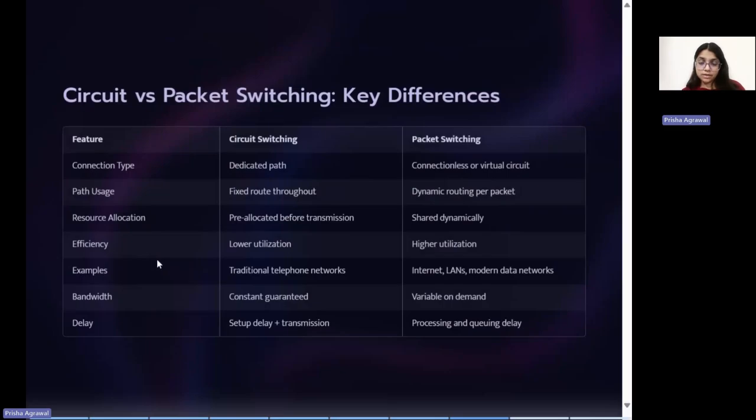Another important factor is efficiency. Circuit switching generally has lower efficiency because the communication channel remains reserved even when no data is being transmitted. But packet switching is more efficient because multiple users can share the same network infrastructure. This is why, in terms of efficiency, circuit switching has lower utilization, whereas packet switching has higher utilization. Now, let us consider examples.